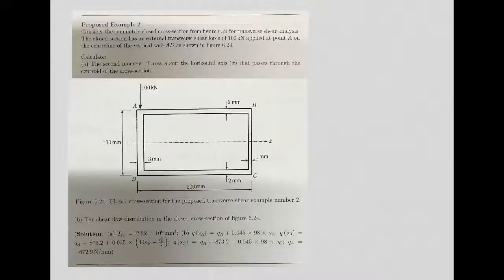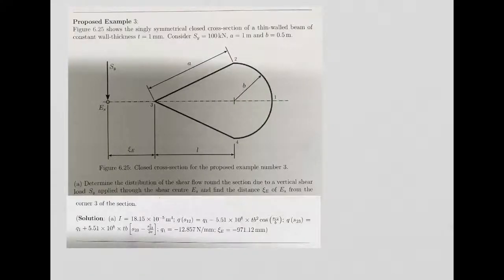You can try to do it again at home. But I'm also proposing this example here, which is basically a cross-section more similar to an airfoil. Anyway, a very strange airfoil, but you have all the information there. You have an external force of 100 kilonewtons again. Distance A is 1 meter. The radius B is 0.5 meters. The wall thickness is constant and equal to 1 millimeter. You have these dimensions. I think so far you can do all of this.